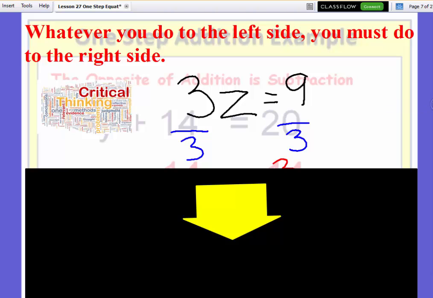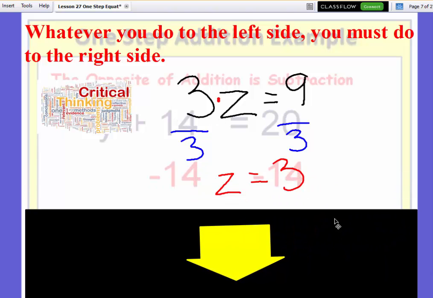Remember, if I don't have any operation with the variable, that means I'm multiplying if that variable is right next to the number. So what's the opposite of multiplication? That's division. So I'm going to divide, and I divide by whatever that number is. So here I'm dividing by 3. Remember that fraction bar is also division, so I'm dividing by 3. I divide by whatever number is next to my variable. And then whatever I do to that left side, I have to do to that right side.